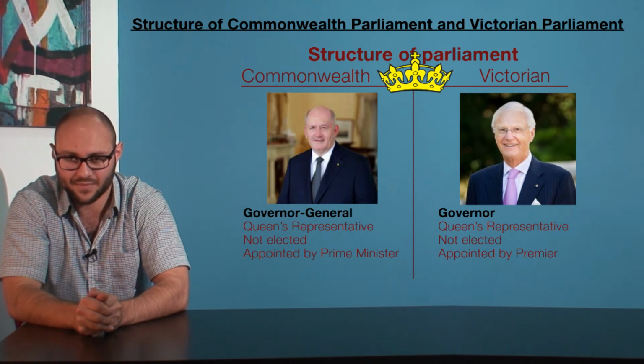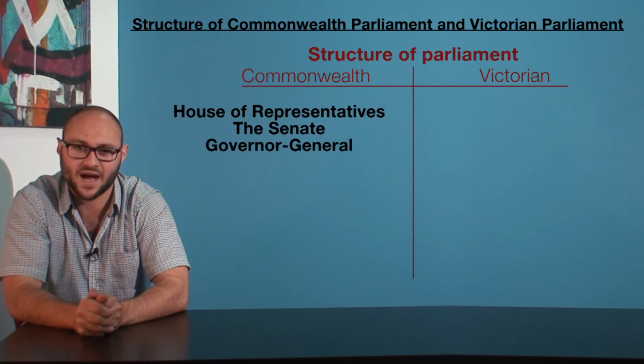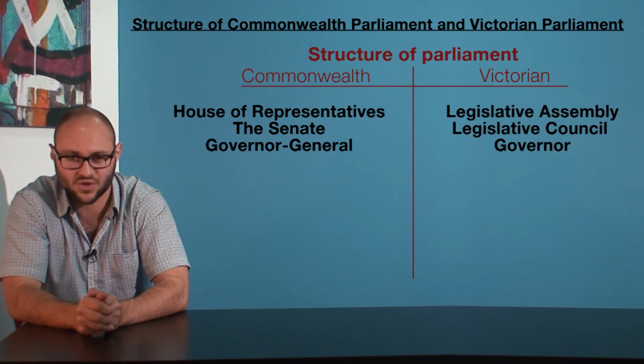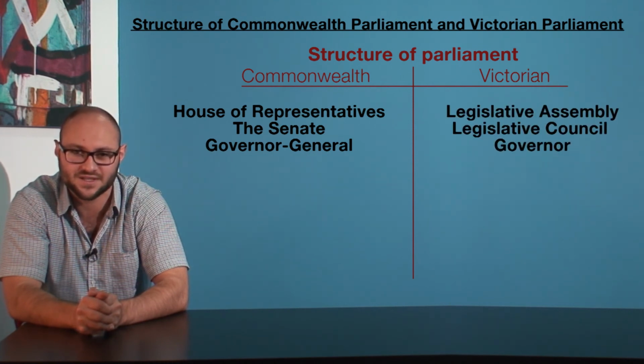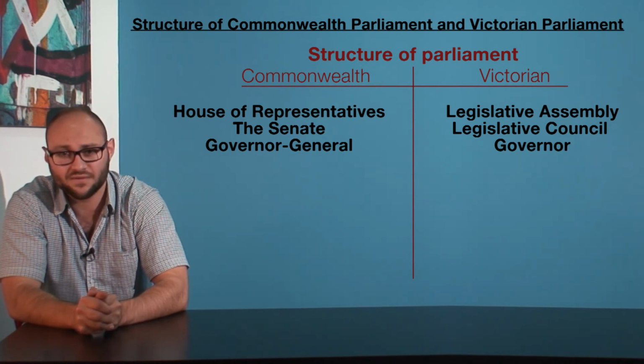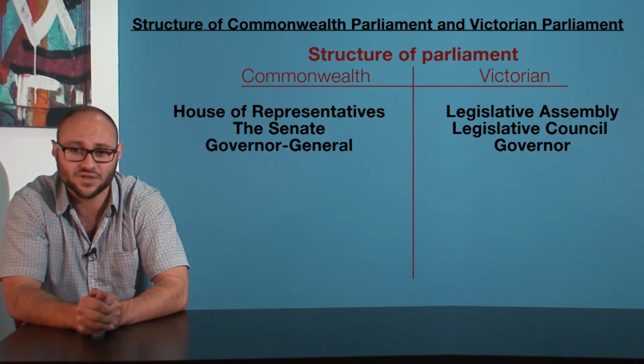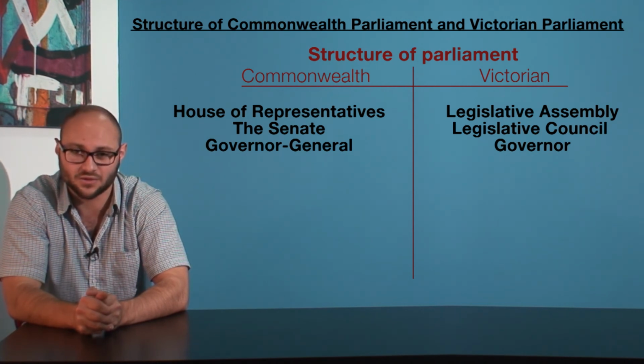Let's quickly recap. In Federal Parliament we have the House of Representatives, the Senate and the Governor-General. In Victorian Parliament we have the Legislative Assembly, the Legislative Council and the Governor. You need all of these key terms to get full marks, and the more specific pieces of information you have, like numbers, the more marks you'll get.